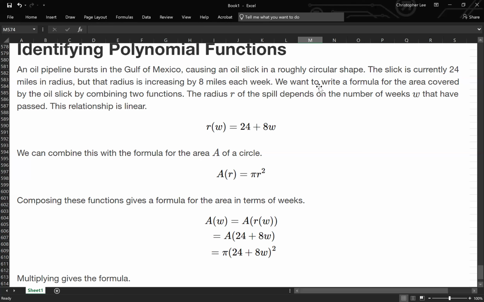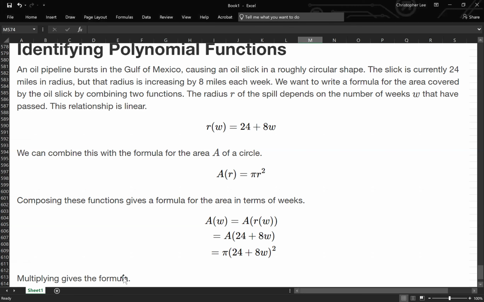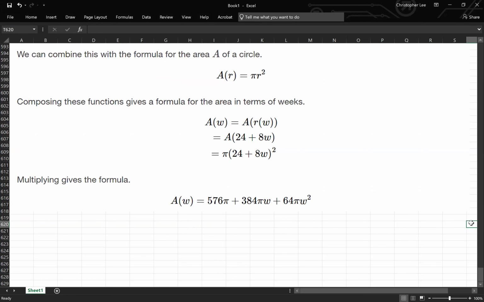Questions on that? And when you expand it, you get that.